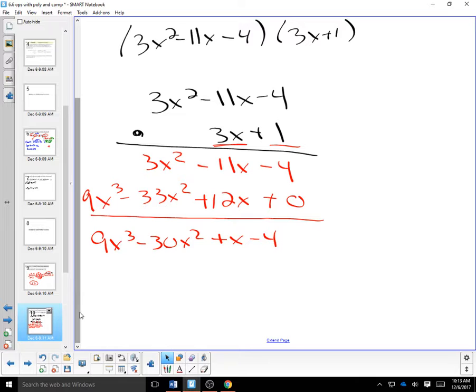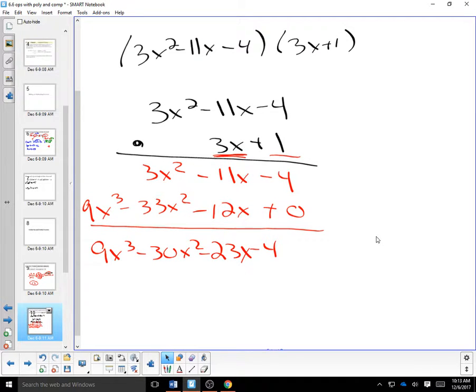The 12's supposed to be negative. Good looking out. This is supposed to be a negative 12, which makes this a negative 33x squared. Watch me write 33 again. There we go. Questions? Just need to write it down.